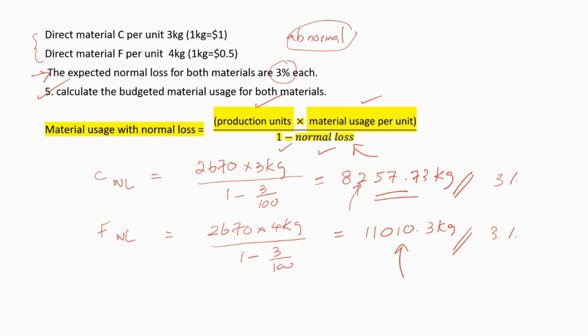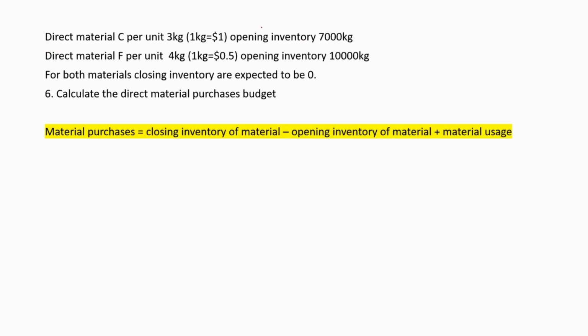Now let's go to the next requirement. Now they are giving us the opening inventory for material C and material F. Do not get confused with the opening and closing inventory for the units and the material. Here they are giving us the opening inventories for material. We do not use these materials to calculate the sales units. This is only for the calculation of material purchase. And here they are saying for both materials, closing inventory is expected to be 0, which means there will be no closing inventory for material C and material F at the end of the next year.